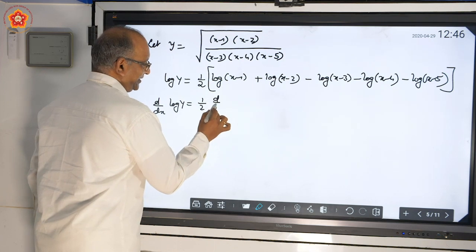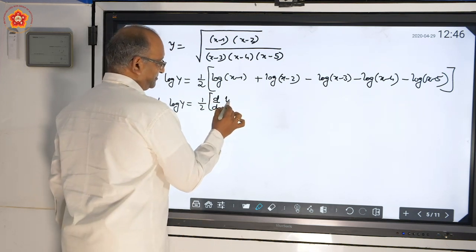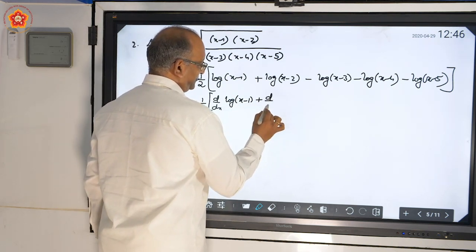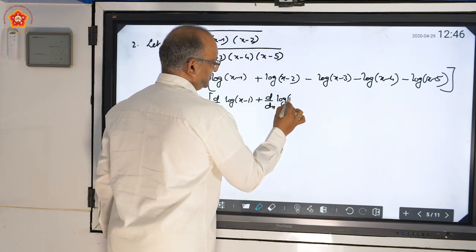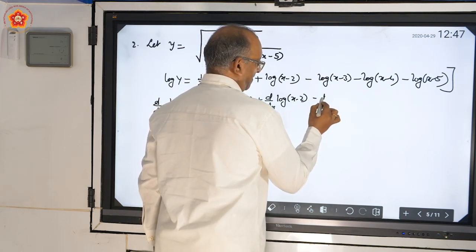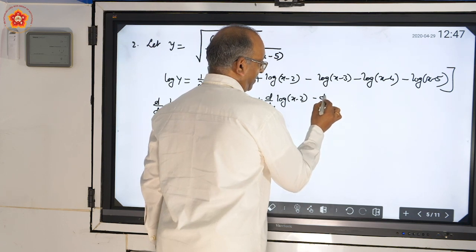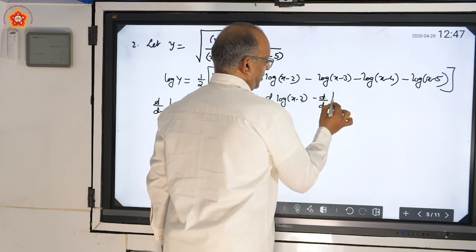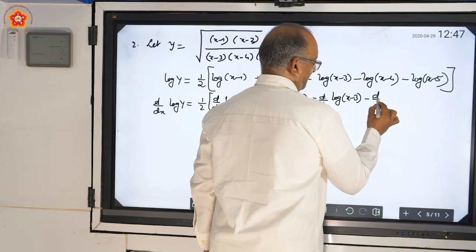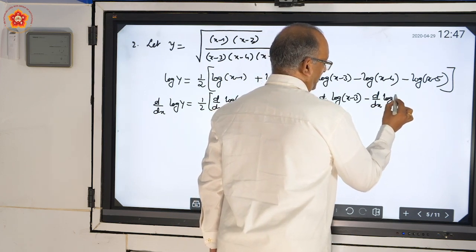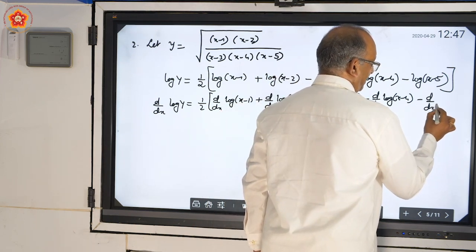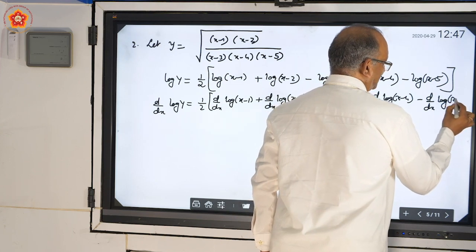So it is d dx of log x minus 1 plus d dx of log x minus 2 minus d dx of log x minus 3 minus d dx of log x minus 4 minus d dx of log x minus 5.